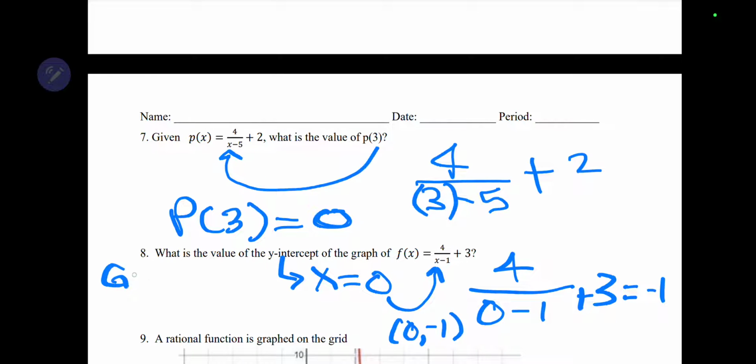Or what you can do is graph it and do menu 5, 1 and trace the y-intercept. Okay, so you can either graph it, take a look at the y-intercept, or you can plug in 0 for x and get the y-intercept. All right, so graph, menu 5, 1, trace to the y-intercept.